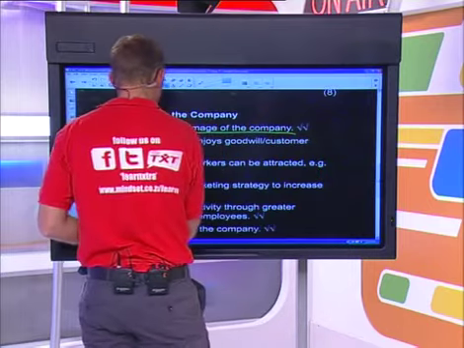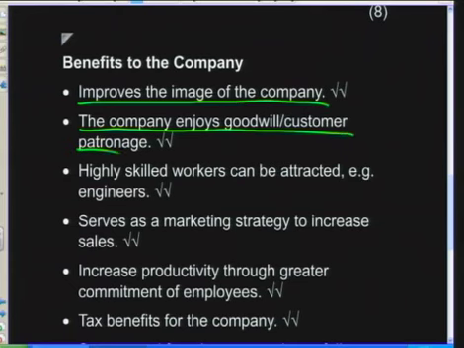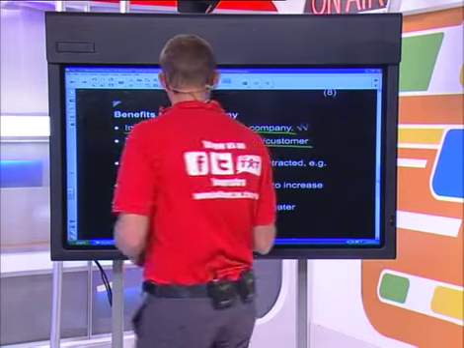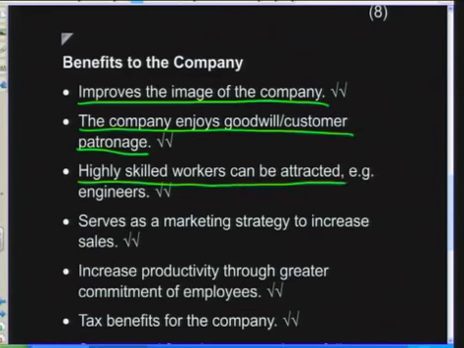Right. The company enjoys goodwill of customers and patronage. Right. Everyone wants to be a part of something awesome. Everyone wants to be a part of something good. Right. So if you can see that a company is doing good in your local community, you're obviously going to support them. If there's a company that's just polluting your local community, are you going to want to support them? No. Right. Highly skilled workers can be attracted. Example, engineers, right? The better skilled workers you have, the more productive they're going to be. The more productive they're going to be, the more money they're going to pull in. The more money they pull in, the more profitable the business is going to be. The more profitable the business is, the more likely it is to expand. And if we expand, we're going to employ more people.